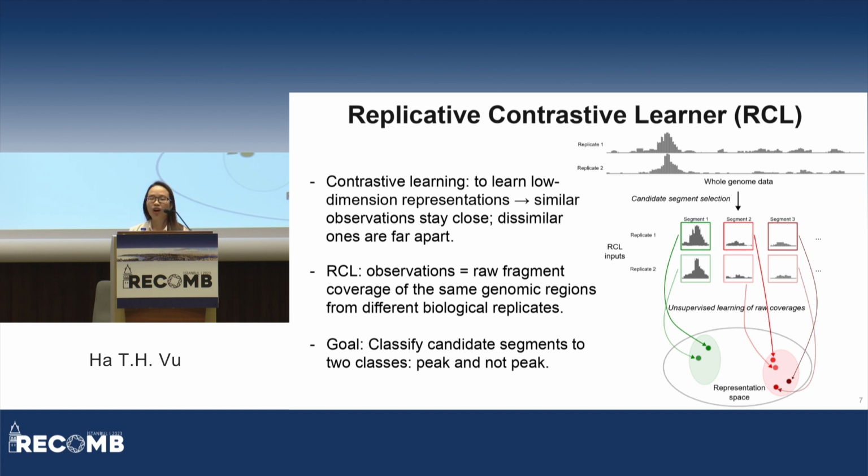Traditionally, contrastive learning is often applied to image data. From one source image, one can slightly distort this source image into augmented data and use the shared information from the augmented data to try to make a prediction on the source image. And in our case of RCL, we treat one genomic region as our source and the observations from different replicates as augmented data. So the idea is that we have different views of the same region from different replicates. Our goal is to classify the candidate segments into two classes, peak and non-peak.